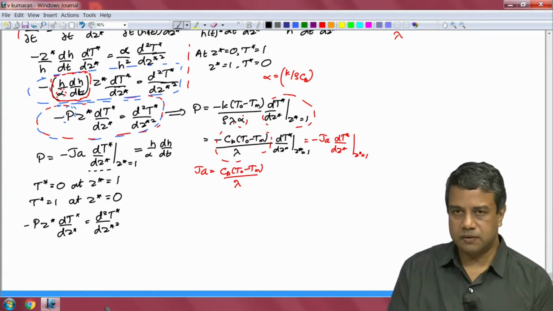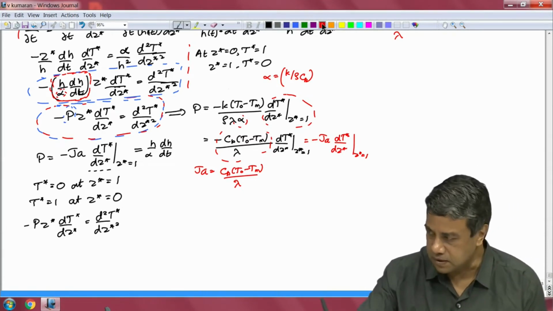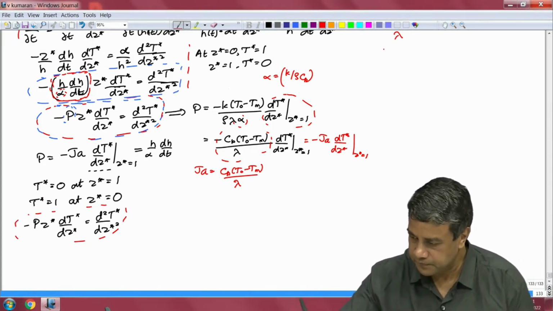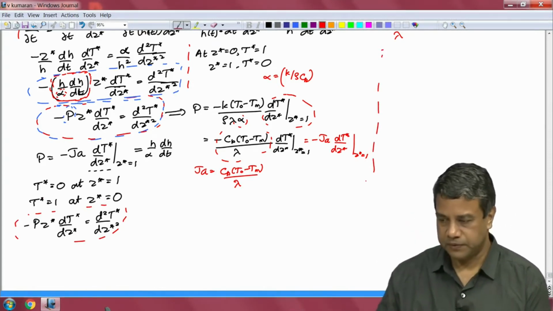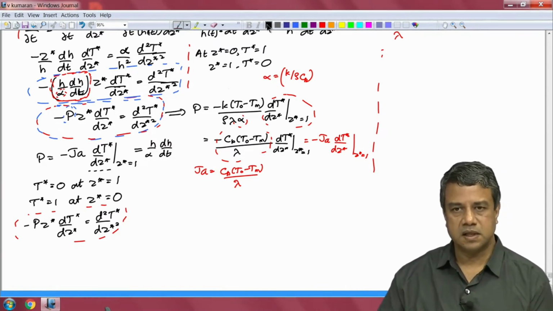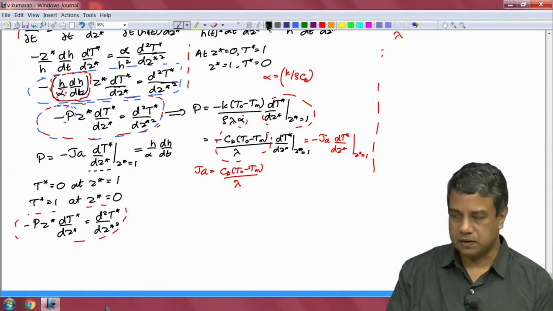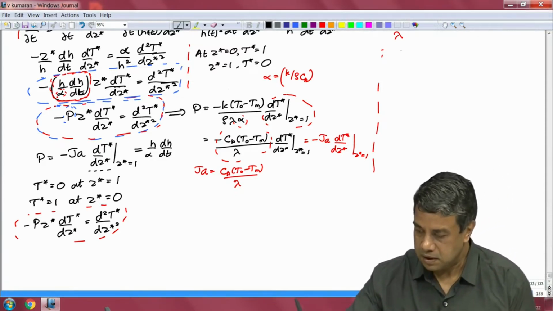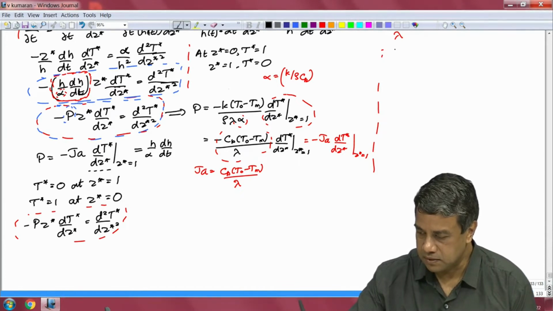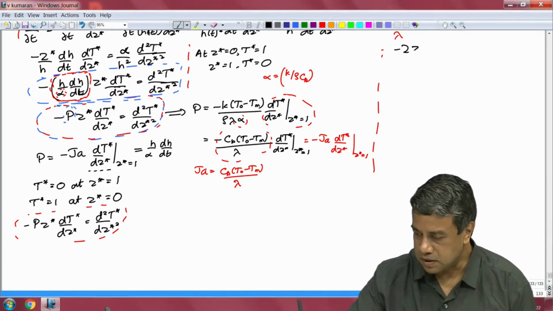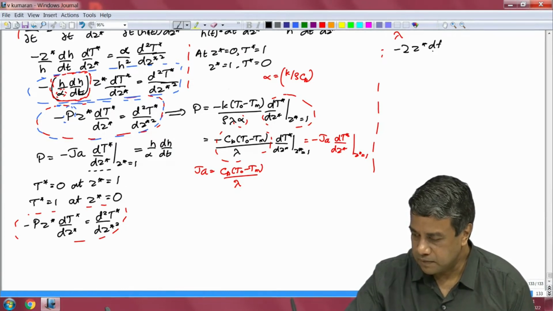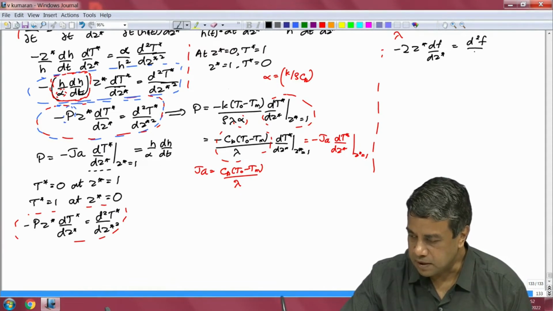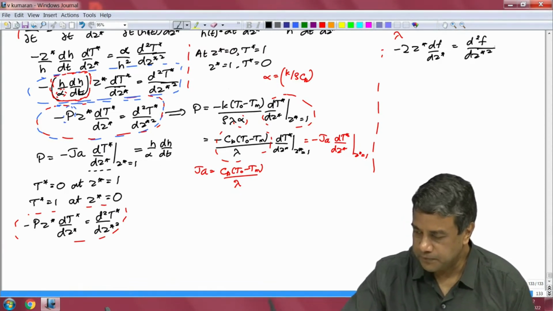And we were examining last time how to solve this equation. When we had discussed heat conduction into an infinite medium, if you recall, I told you that the solution is in the form of the error function. The error function is a solution of the equation minus 2 z df by dz is equal to d square f by dz square.